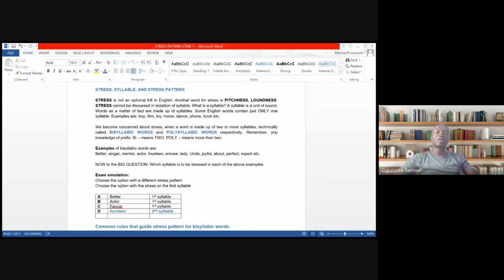Now, we're saying stress is not an optional free, which simply means that the white man didn't design stress to impress anyone. It's just the language. It is the nature of the language. It is an essential characteristic of the language. Every language has its own uniqueness. Stress is unique to the English language. We're going to find out what stress represents and how it plays out in reality.